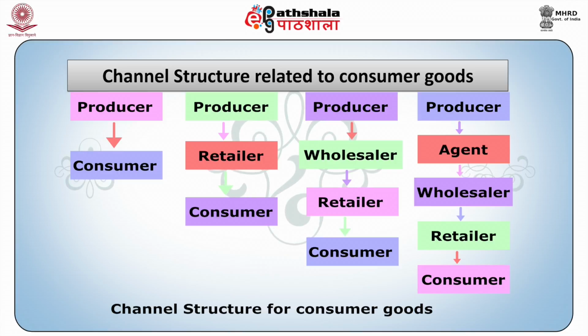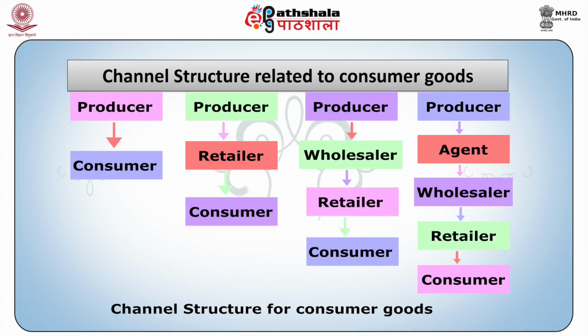Then there is producer to wholesaler to retailer to consumer, or a long channel. When one more level, the wholesaler, is added to the structure, the marketing organization will have an added advantage when small manufacturers and retailers are involved in this chain.